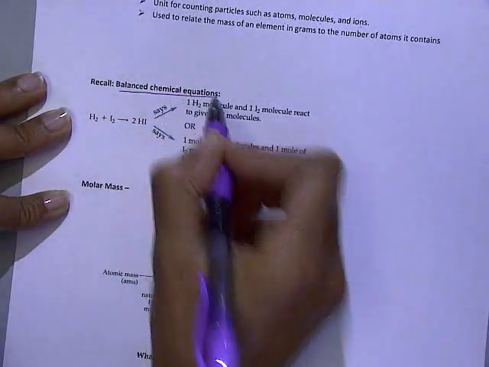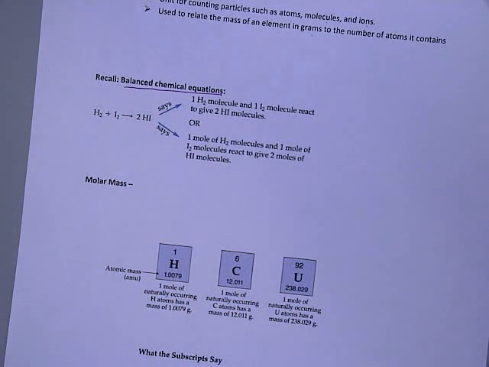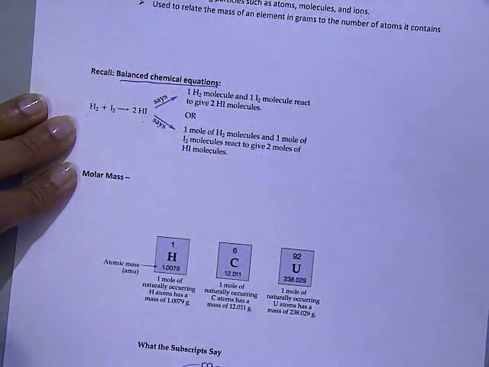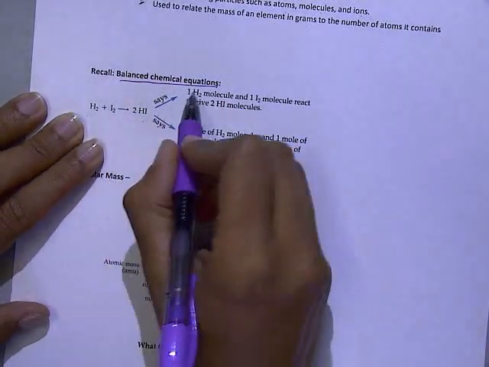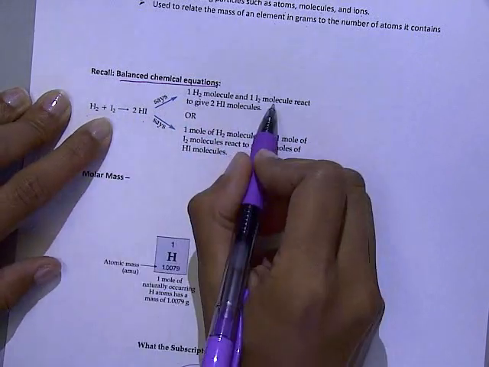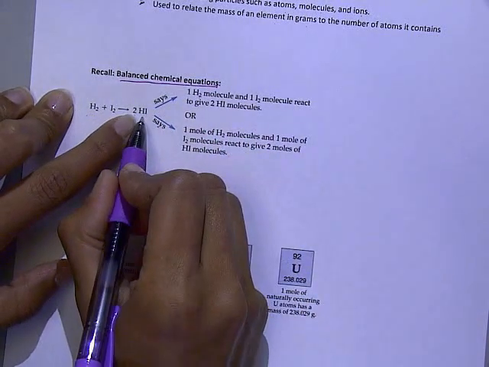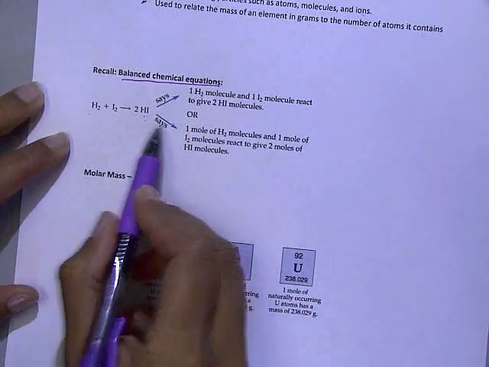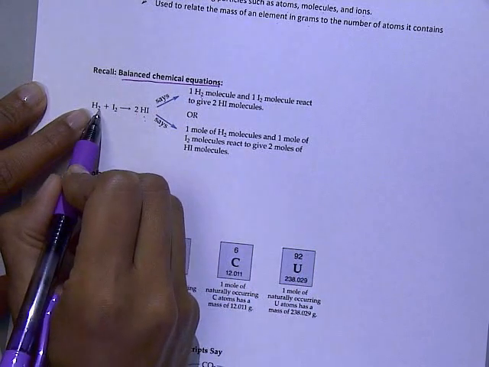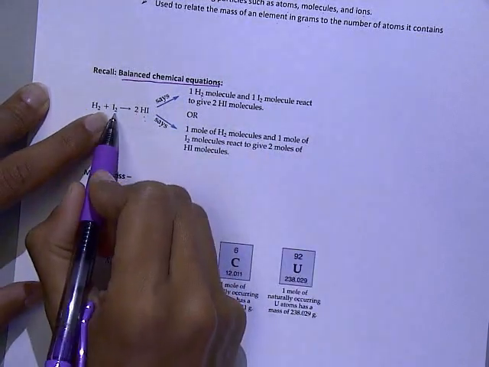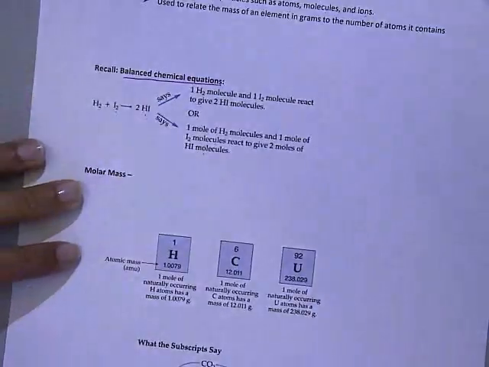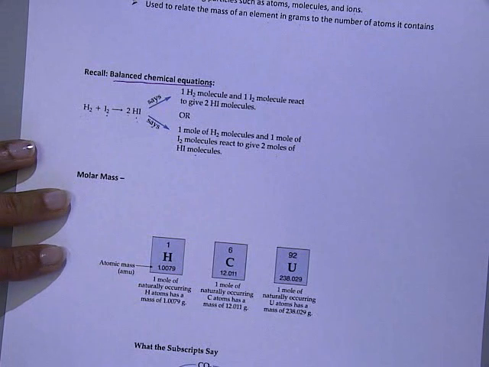If you recall, we learned last week about balancing chemical equations. So let's actually interpret what this chemical equation says. This equation can say the following: one hydrogen molecule and one iodine molecule react to give 2 molecules of hydrogen iodide. This same reaction also says 1 mole of hydrogen molecules and 1 mole of iodine molecules react to give 2 moles of HI, hydrogen iodide molecules.